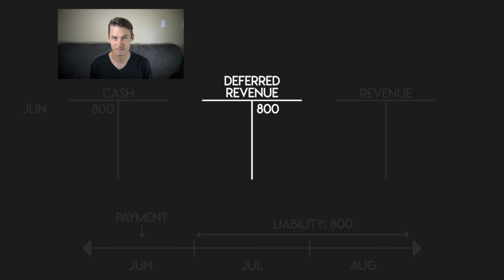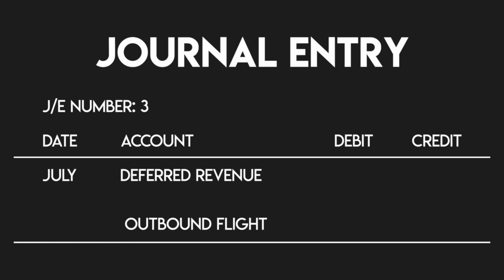Let's do it. We'll start off by debiting deferred revenue by $400 because we want to reduce this liability in the balance sheet and release half of it to the income statement. But where does the other side of this adjusting journal entry go? We need to credit the revenue account by $400 to increase our revenue in the income statement.